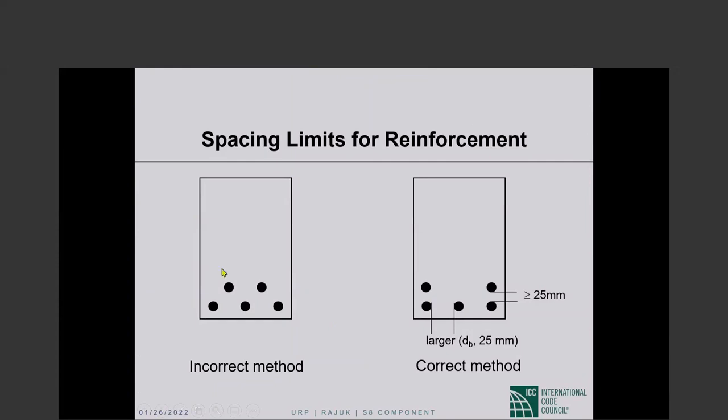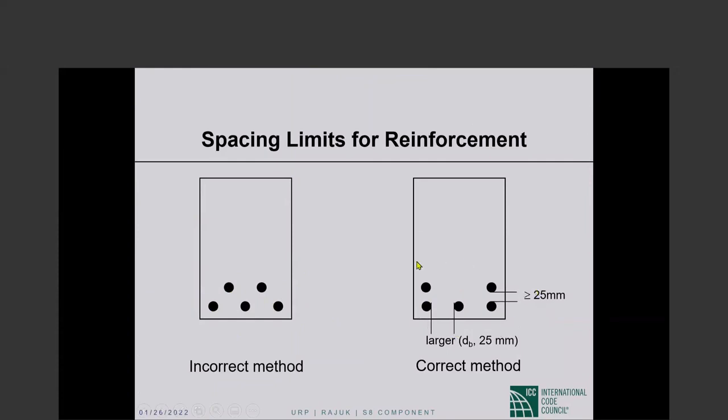Okay, this is no good. You have 2 bars in this layer, 3 bars in the lower layer. This arrangement of reinforcement makes concrete placement very difficult.